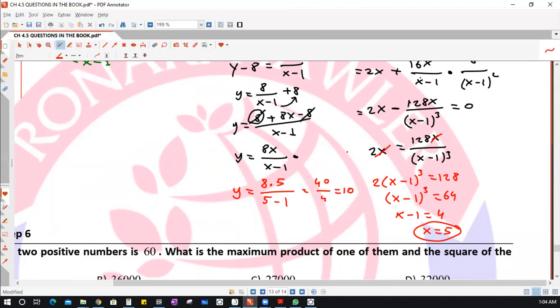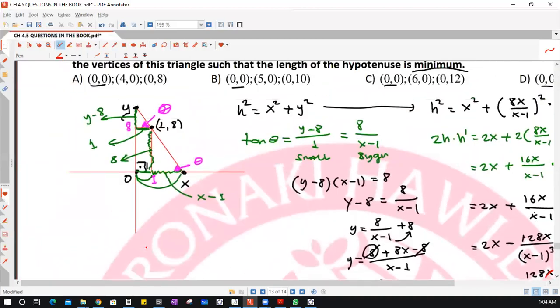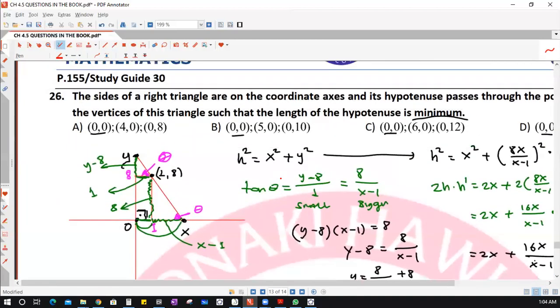That's it. Your coordinates will be (5, 0) on the x-axis, (0, 10) on the y-axis. Okay, answer is B. x is 5, y is 10.